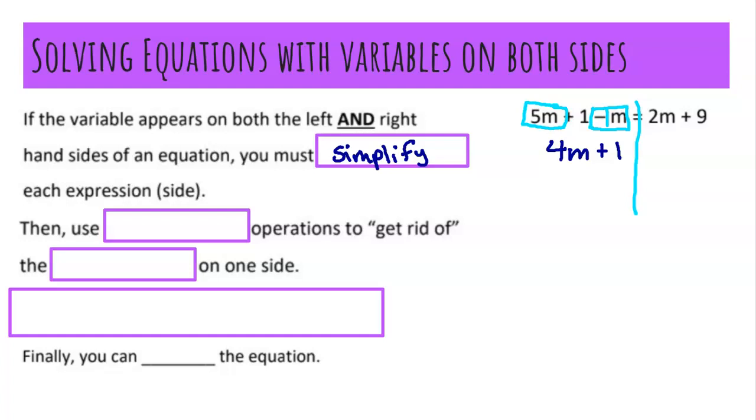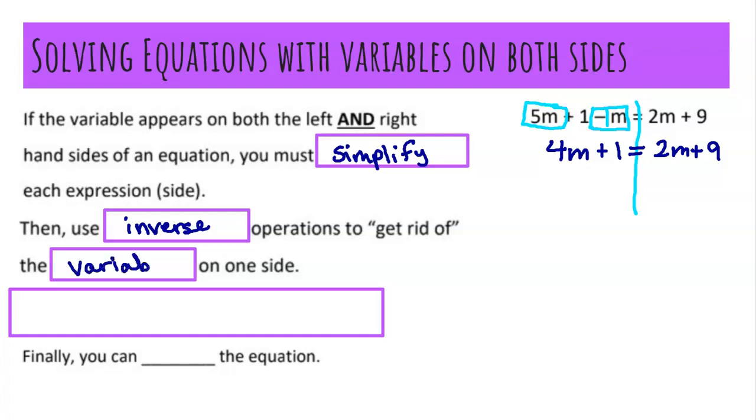I'm also going to check the right side. 2m and 9, they are not like terms, so I'm just going to bring them down along with my equal sign. All right, this is where it's a little different. So we need to use inverse operations to get the variable on one side.